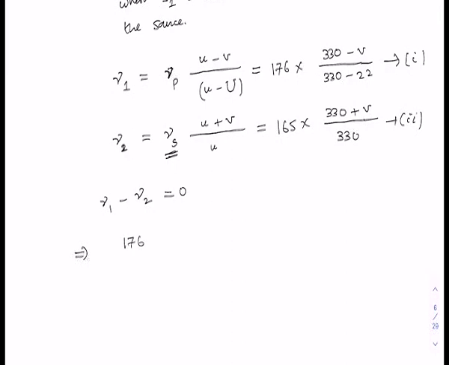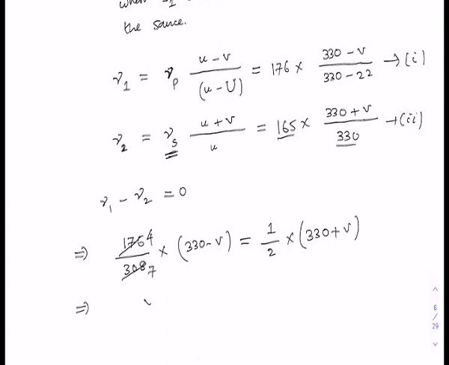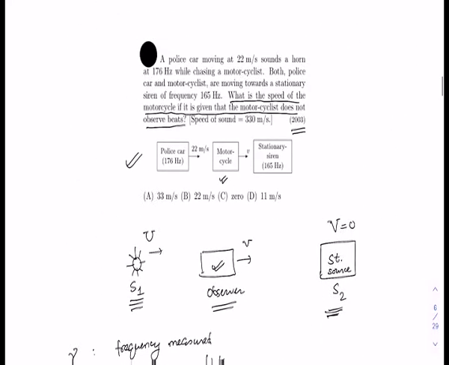Just let me write here. That would be 176 divided by 308 into 330 minus v, and this is equal to 165 by 332. This is immediately we see this is 1/2 into 330 plus v. Okay, this is very easy to solve, because if you just see this would turn out to be 4 divided by 7, and if you work out this, then this should simply turn out to be 330 by 15, and this would be 22 meter per second. So therefore the correct answer here would be this option number B. Okay, so that's the answer.